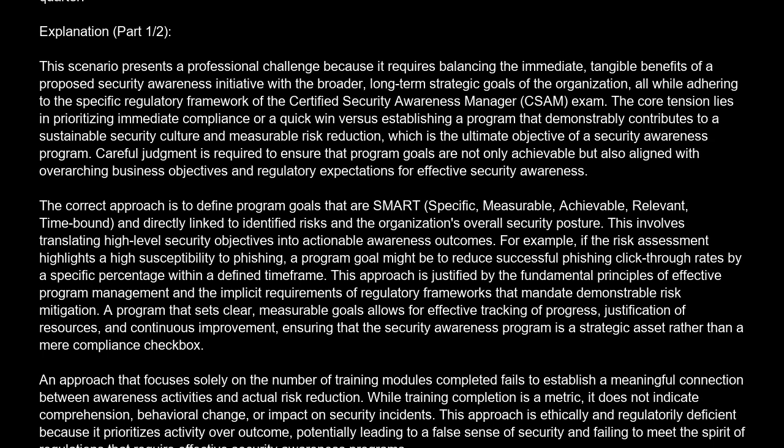An approach that focuses solely on the number of training modules completed fails to establish a meaningful connection between awareness activities and actual risk reduction. While training completion is a metric, it does not indicate comprehension, behavioral change, or impact on security incidents. This approach is ethically and regulatorily deficient because it prioritizes activity over outcome, potentially leading to a false sense of security and failing to meet the spirit of regulations that require effective security awareness programs.